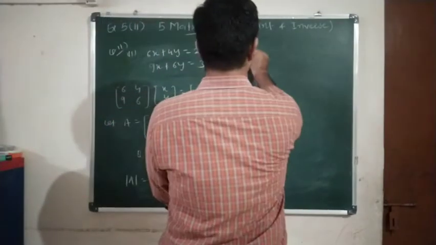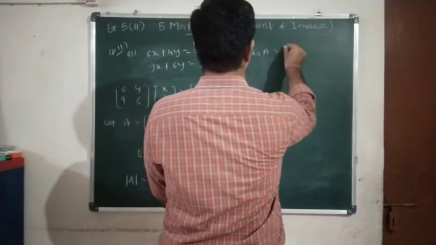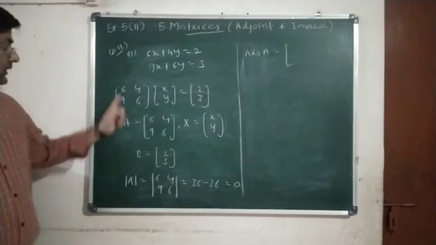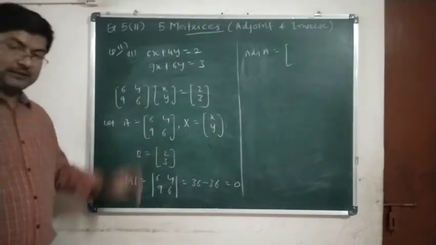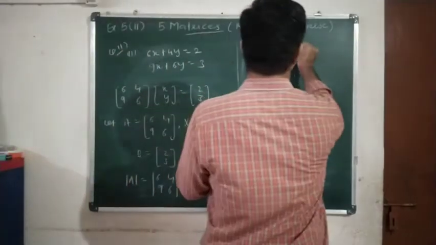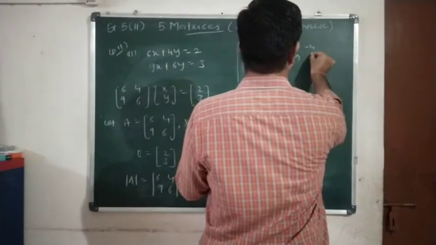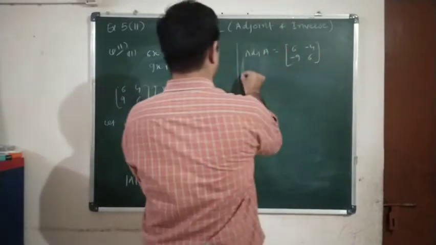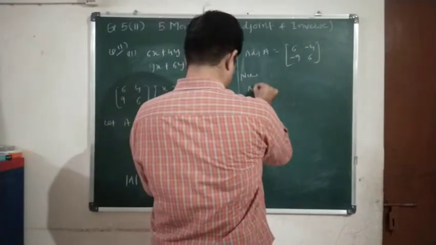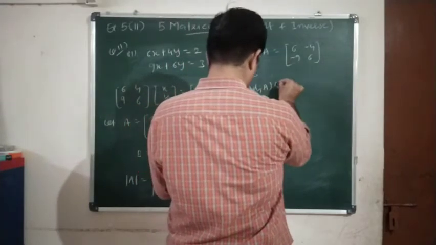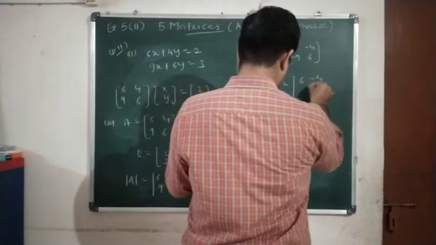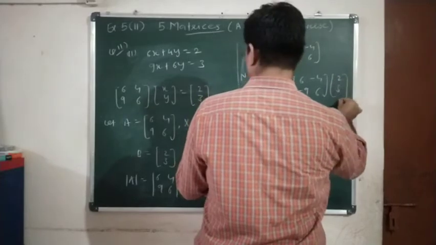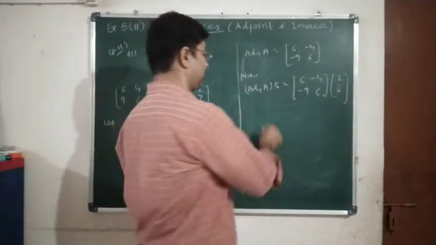Now we will find the adjoint of A. The adjoint of A will be obtained by interchanging the diagonal elements and changing the signs of the off diagonal elements. So 6, minus 4, minus 9, 6. Now we will find the product, adjoint of A into B. 6, minus 4, minus 9, 6 into B, which is 2, 3. Now let us multiply.